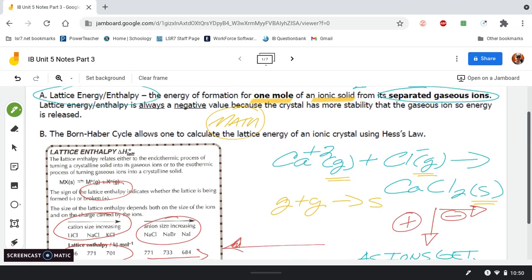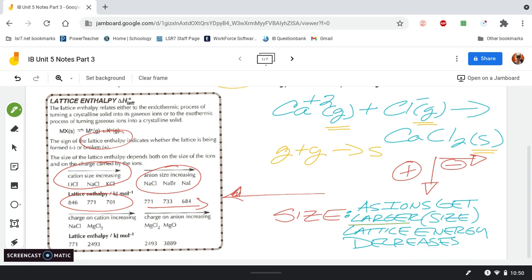Charge is a direct relationship. So look at the charge. If you look at this, you have NaCl, and that would be a +1 and a -1, versus MgCl2, which would be a +2 and a -1. So this is opposite. Look at the pattern.